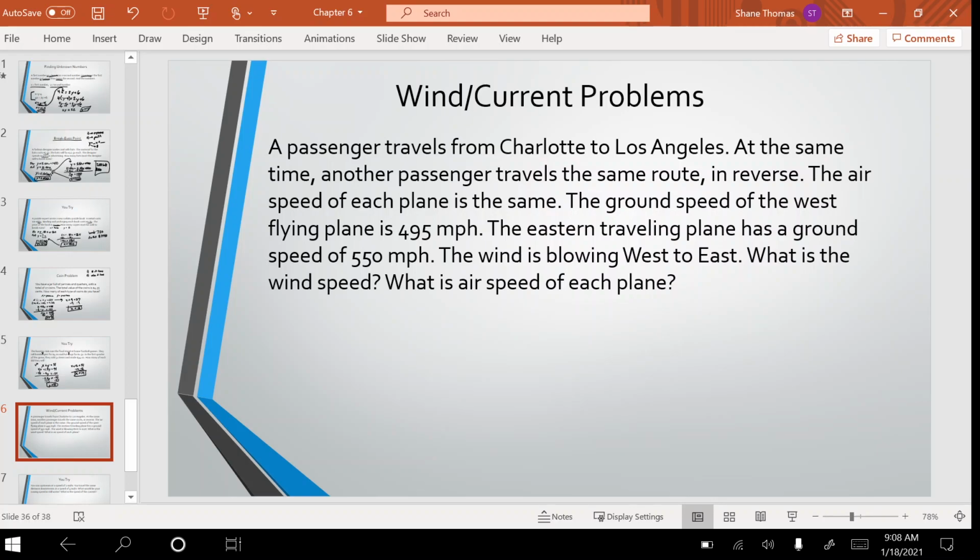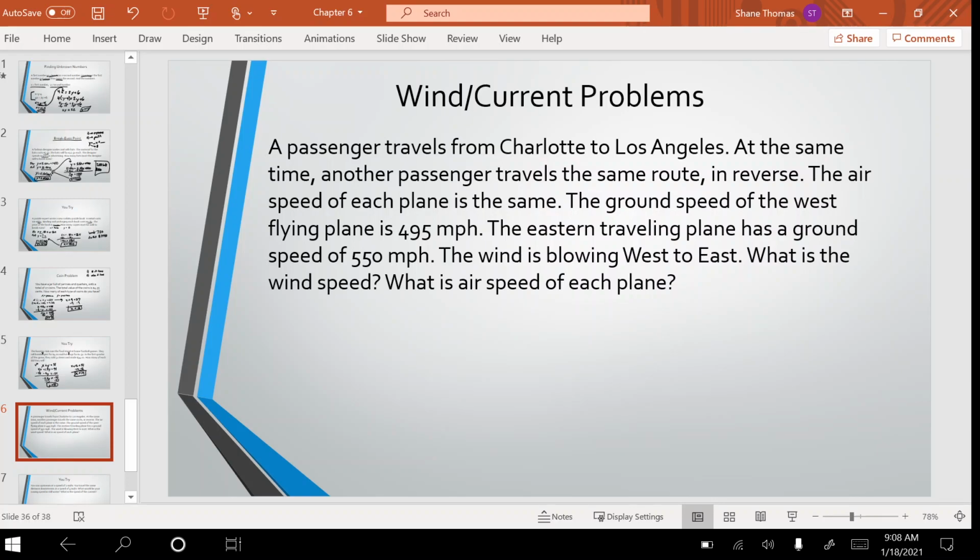All right, so a passenger travels from Charlotte to Los Angeles at the same time another passenger travels the same route in reverse. The airspeed of each plane is the same. The ground speed of the west flying plane is 495 miles per hour. The eastern traveling plane has a ground speed of 550 miles per hour. The wind is blowing west to east. What's the wind speed? What's the airspeed of each plane?